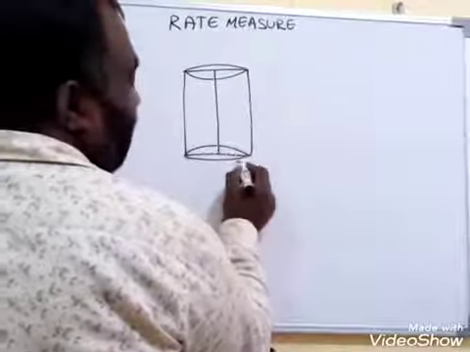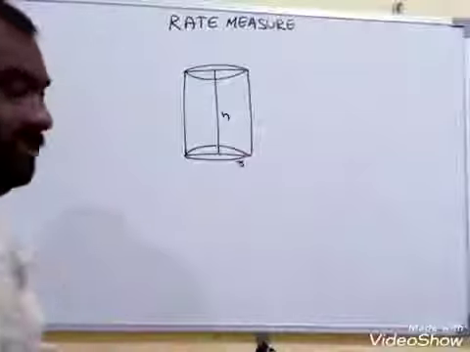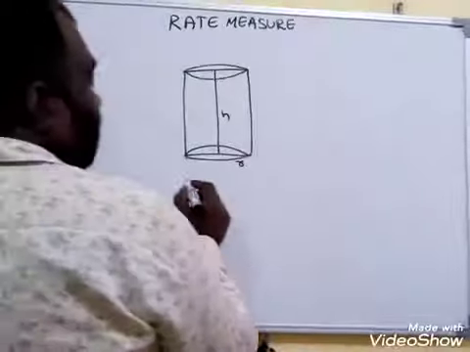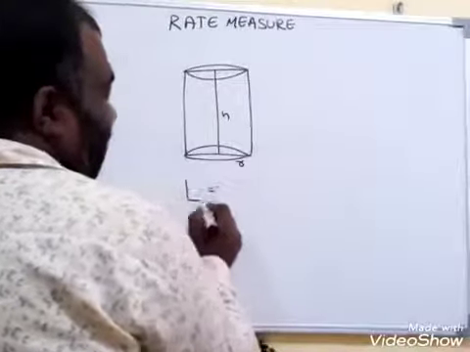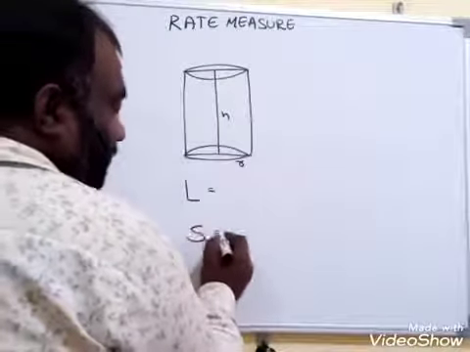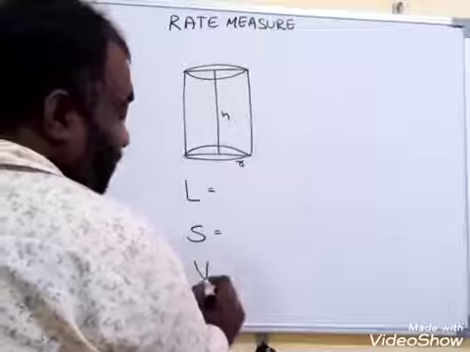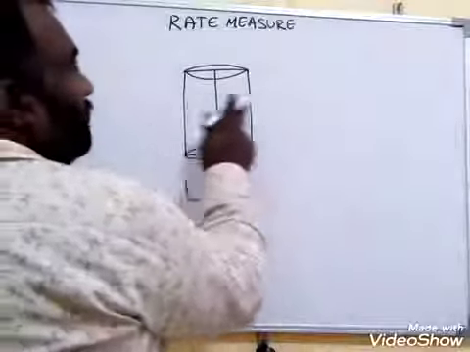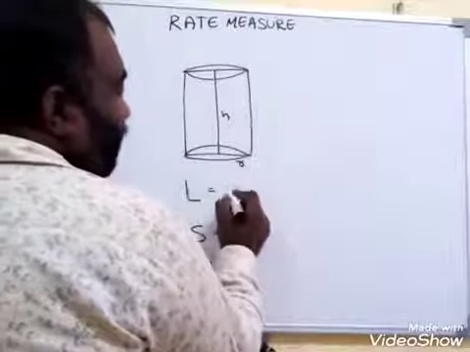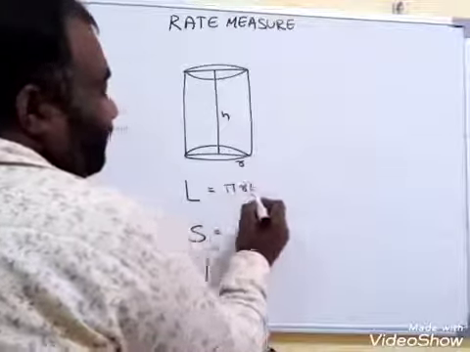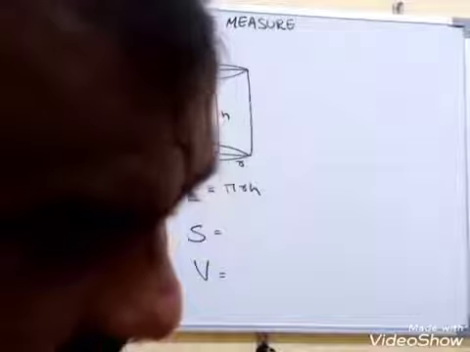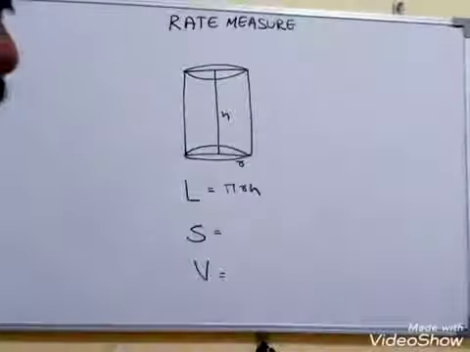If you have taken this cylinder, this is the base radius r, this is the height. Here, capital L is the lateral surface area, capital S is the total surface area, and V is the volume. Now observe the lateral surface area. In the previous case, you are going to get pi r h, because it varies with height.